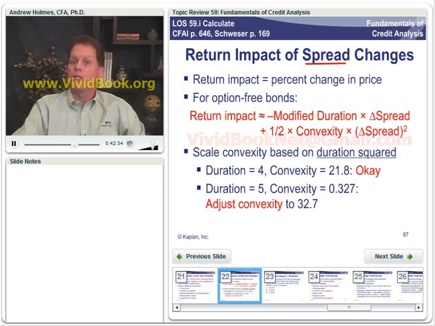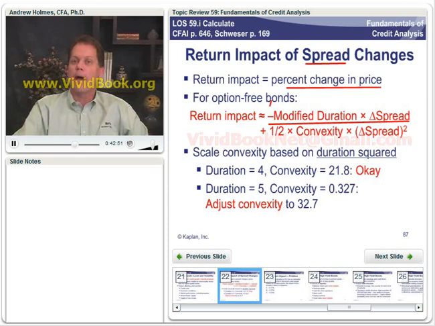So the return impact is simply the percentage change in price of the bond. Well, that sounds a lot like duration, or duration and convexity, which is exactly what we're going to do. So looking at an option-free bond, the return impact is going to be the modified duration times the yield spread.